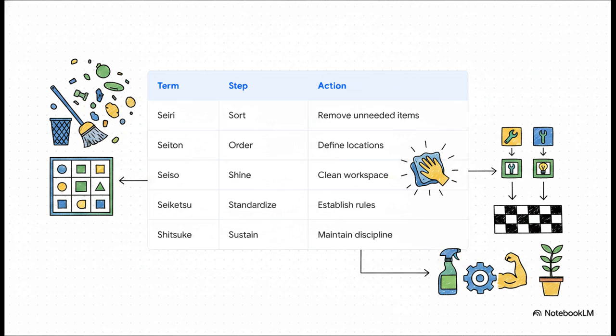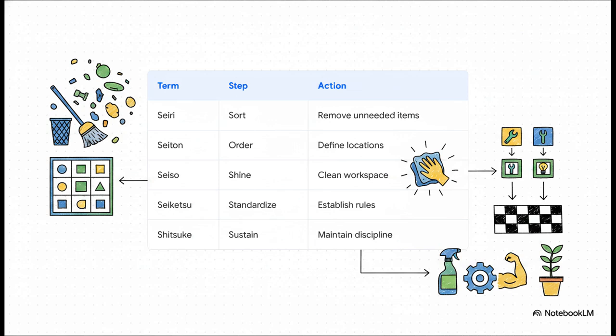Then seidon, set in order, which is all about defining precise locations. Next is seiso, shine, for systematic cleaning and inspection. Then we lock all of that in with seiketsu, standardize, creating visual rules. And finally, shitsuke, sustain, which is the cultural discipline to maintain and improve the system.